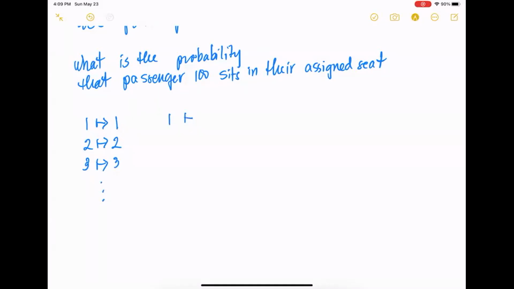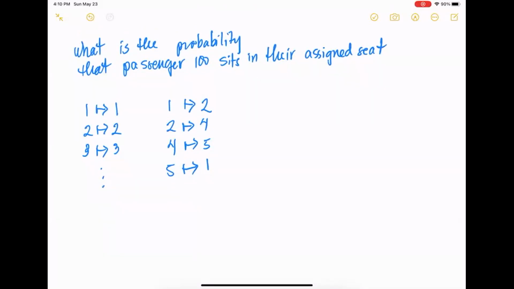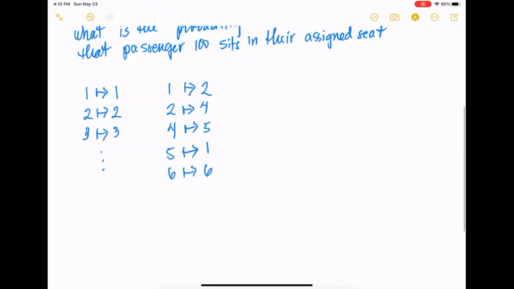If person number 1 sits in 2's seat, then 2 has to pick a random seat. And it can't be their own seat, so it has to be a seat that's not occupied. Let's say 4. So now person number 4 has to pick a random seat, let's say 5. And let's say 5 picks seat number 1. Now that 5 has picked seat number 1, seats 6 through 100 are open, so everyone else is going to sit where they have to be sitting.